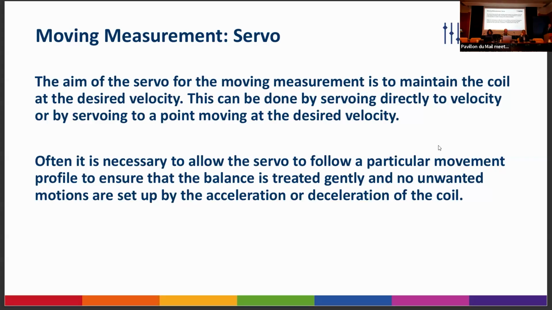Going on to the moving measurement, the aim of the servo for the moving measurement is to maintain the coil at the desired velocity. It is possible, and people have done this, by just servoing directly to velocity. I tend to servo to a point that moves at a desired velocity, which allows me to get very precise motion of the coil. It will start at a particular point and stop at exactly the point I asked for. That works, and you can get very gentle acceleration and deceleration. I did that for the NLC. The NLC one has the same system.